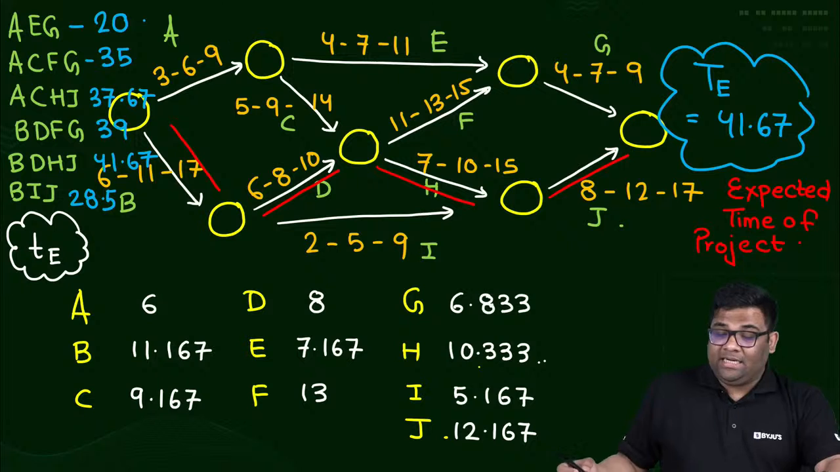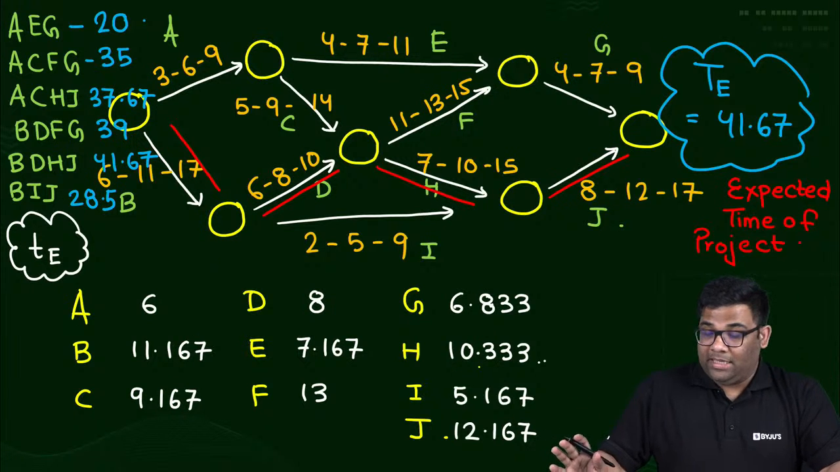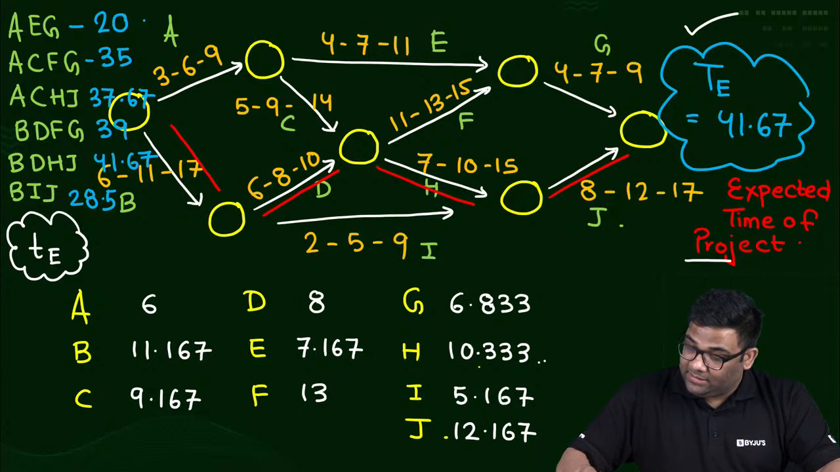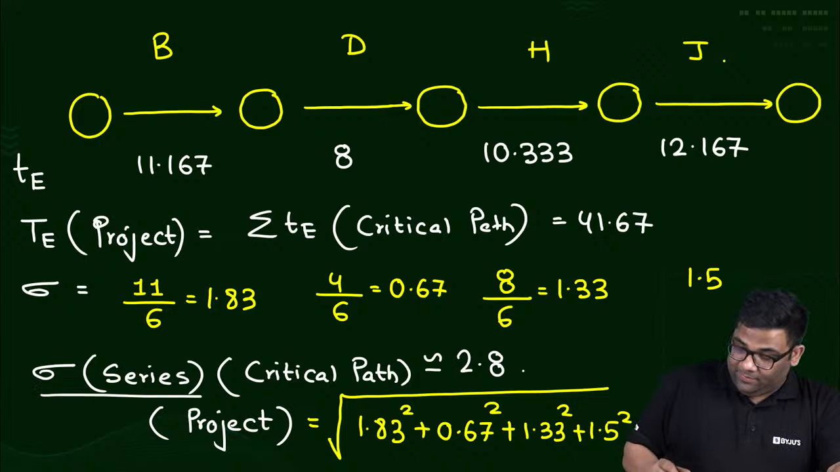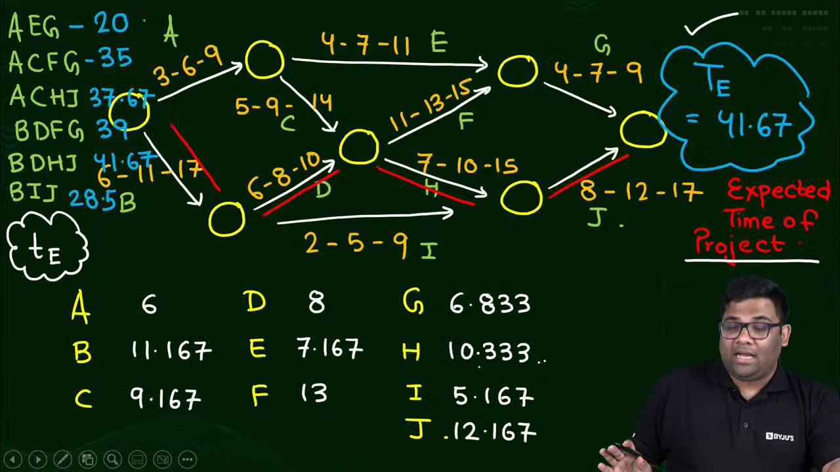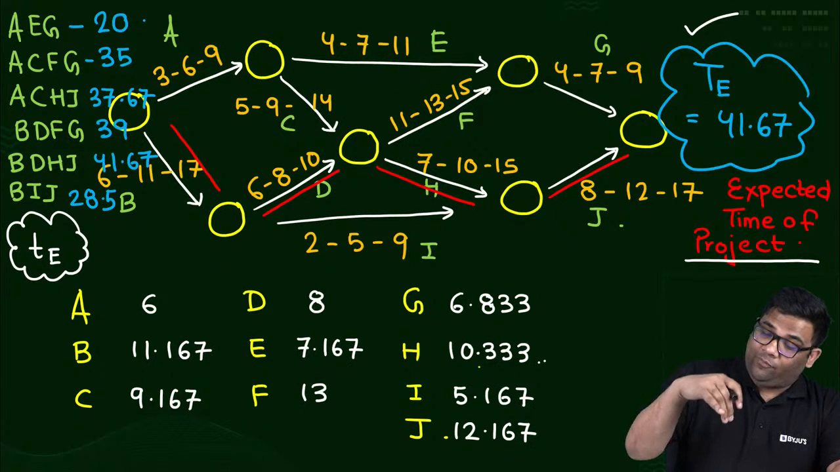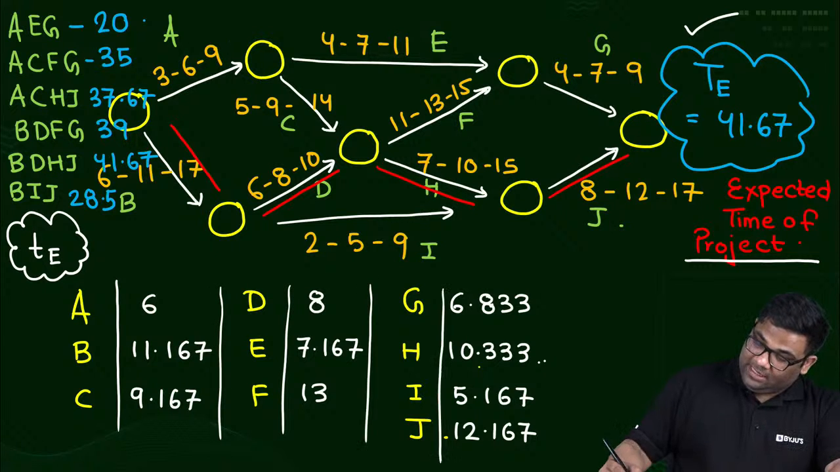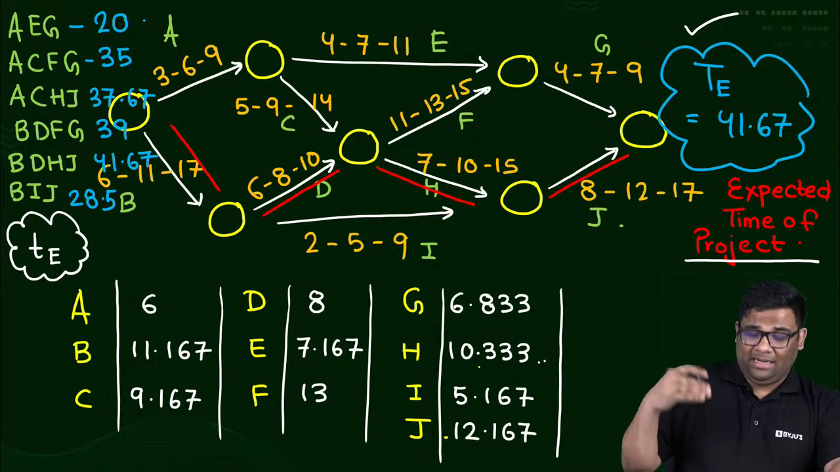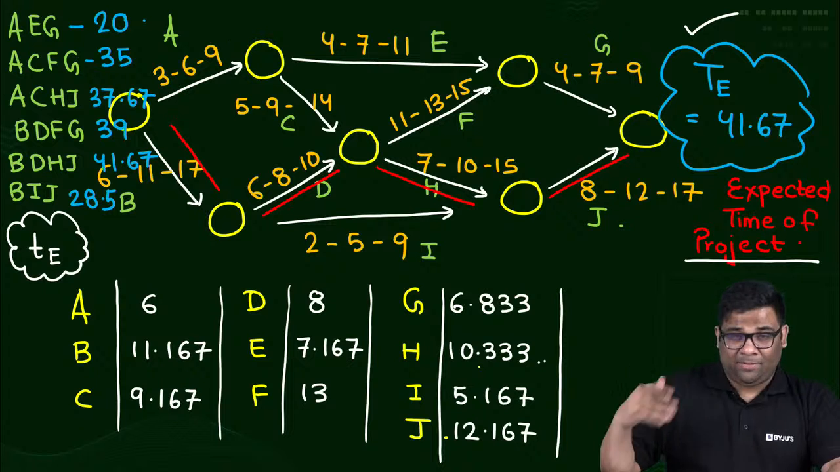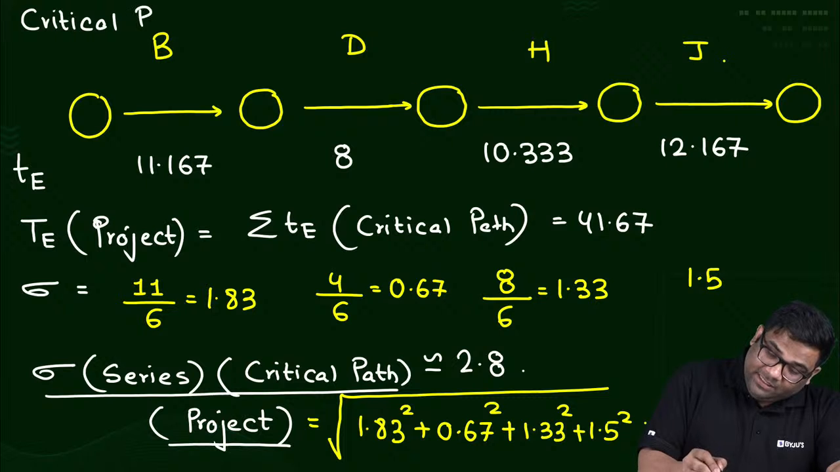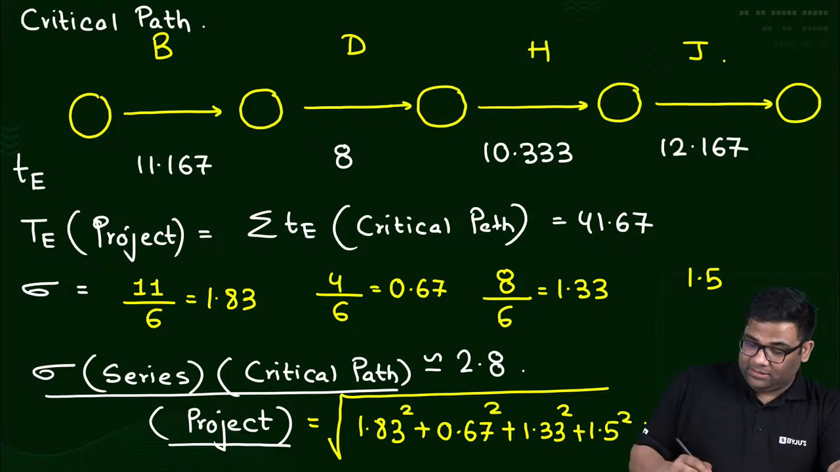So ladies and gentlemen, if I give you a network like this, you can easily find out the expected time of the project, and you can also find out the sigma of the project. Yes or no? What do you have to do? You have to find out the expected time of each activity. Then see the possible paths, and the path with the largest time duration will become the critical path. Along that, add the expected time, and that becomes the expected time of the project. And along the critical path only, which is a series of activities, find out the sigma like this.